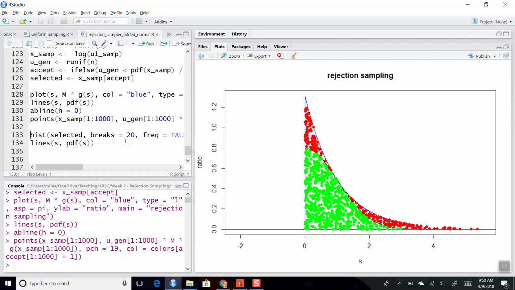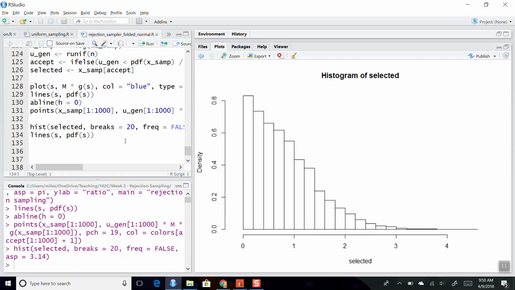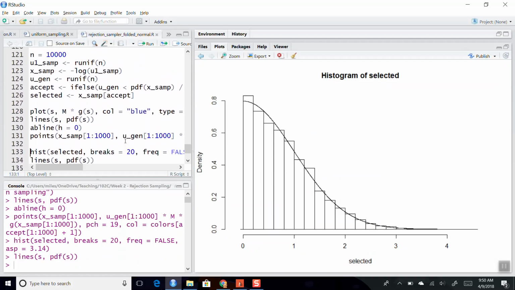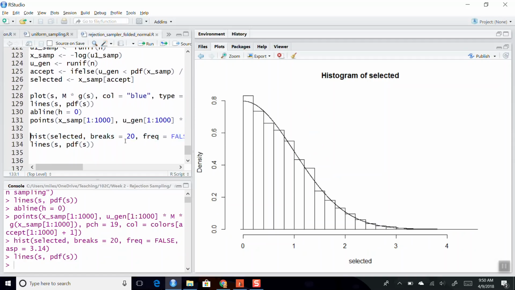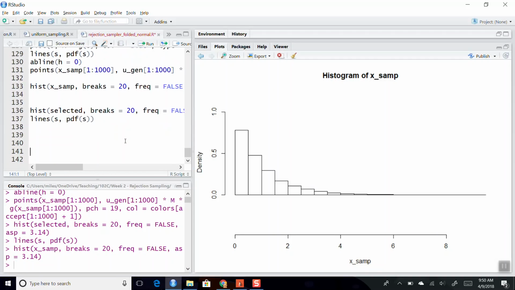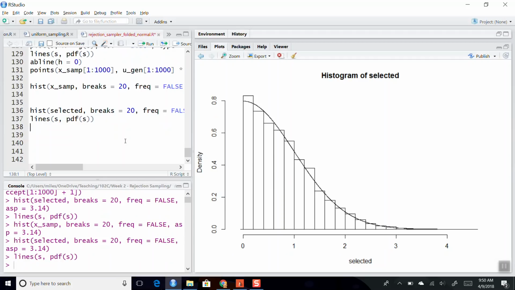And so if I create a histogram of the ones that we've accepted, this follows the normal PDF quite well. Whereas if I look at the ones that are proposed, this follows the exponential. So the proposed values follow the exponential, but because we don't accept every single one of them, the accepted values follow the normal, or at least half the normal.